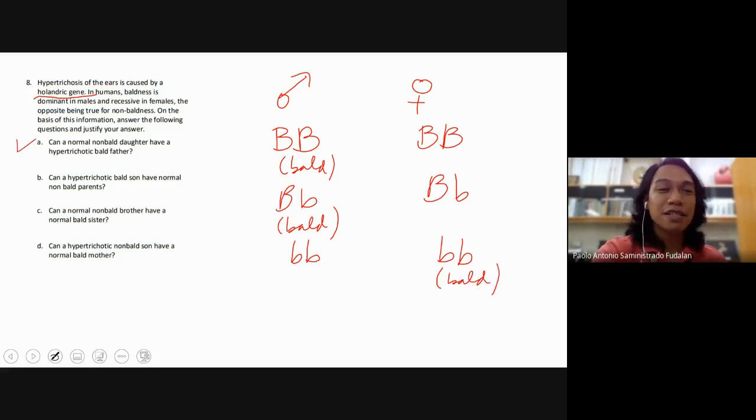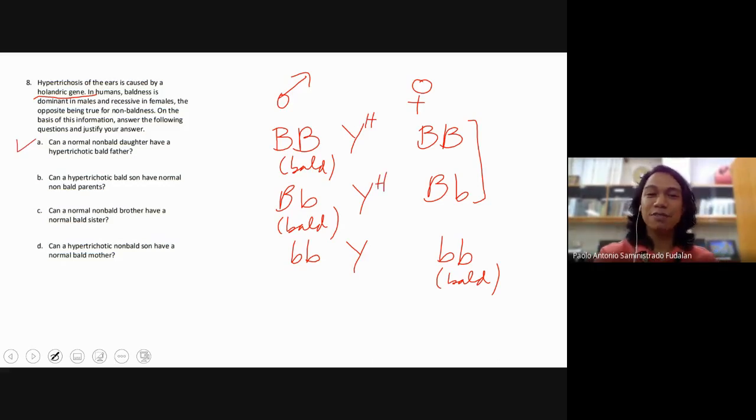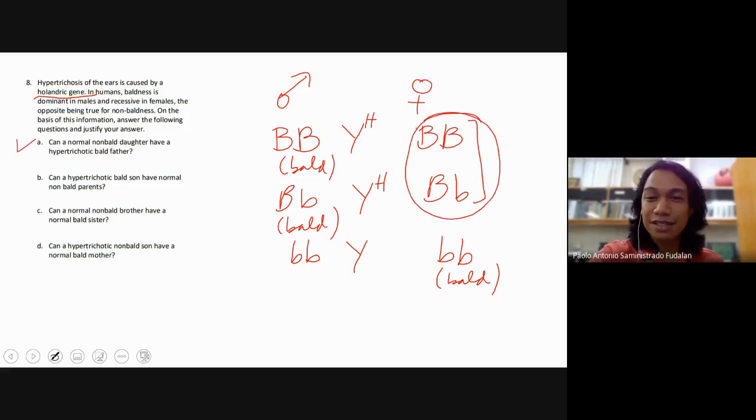Okay, and then there's hypertrichosis, which is holandric, so only the males can carry it on the Y. So it's only true for males. Now it's impossible for females to contain or carry that gene because they cannot have a Y chromosome. So here's the first question: can a normal non-bald daughter have a hypertrichotic bald father? Meaning to say, bald and with the hypertrichotic gene as well. Is this possible, that the daughter is like this and the father is like this?